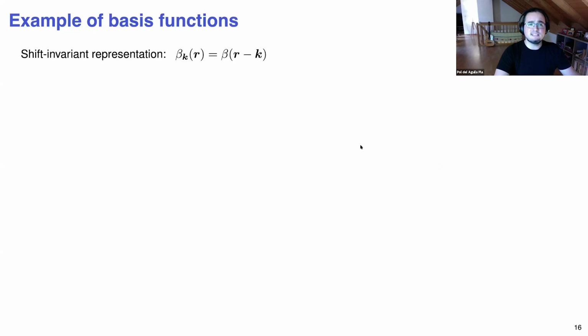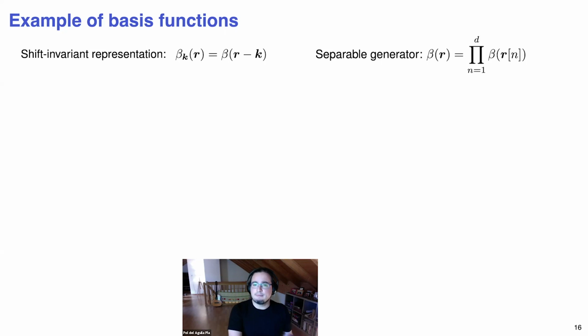What are examples of basis functions, and what properties would we like them to have? For example, the shift invariant representation, which we generally want because we want to have the same approximation properties throughout the spatial domain. We would like a separable generator because we would like to be able to design separable algorithms for many of our image reconstruction chores. So for that, we need a separable representation of the signal too.